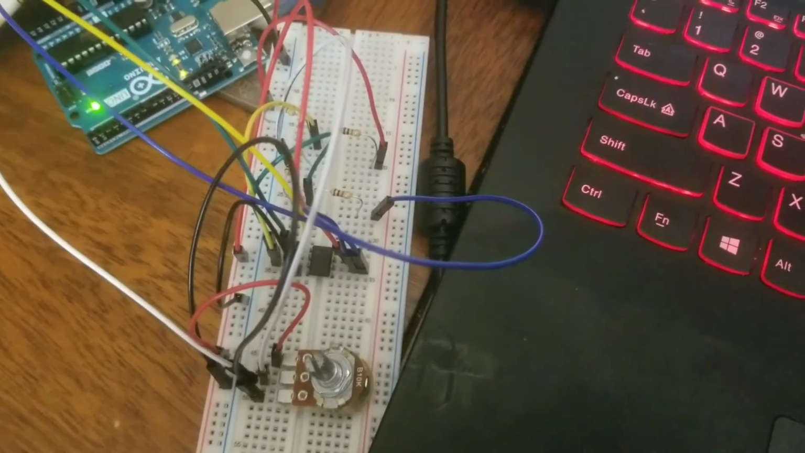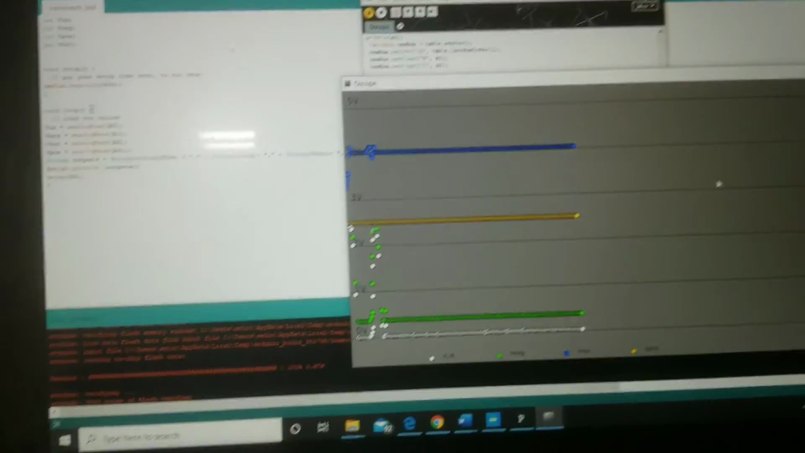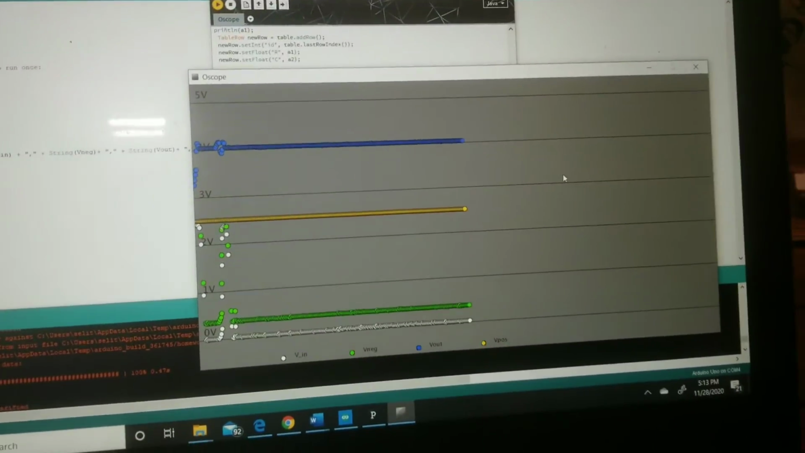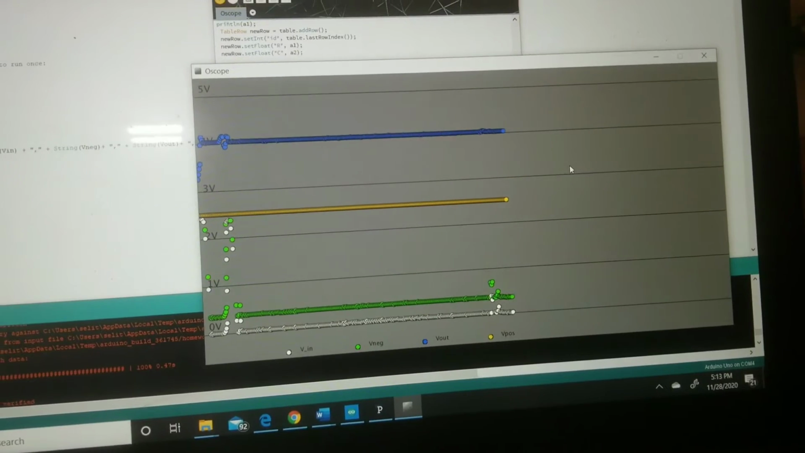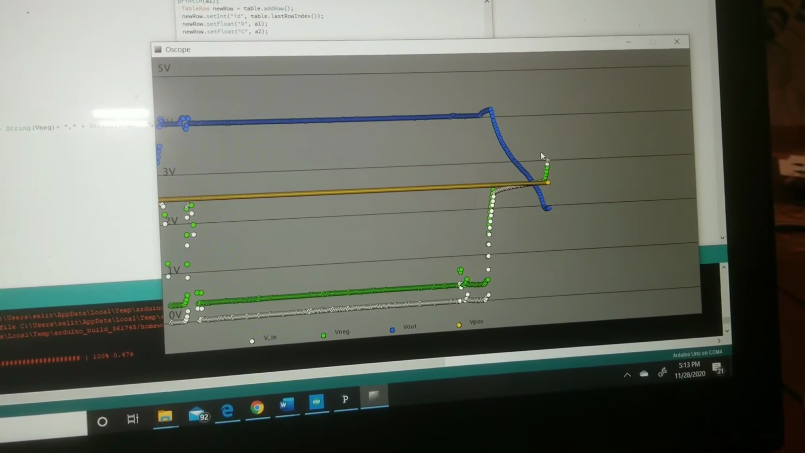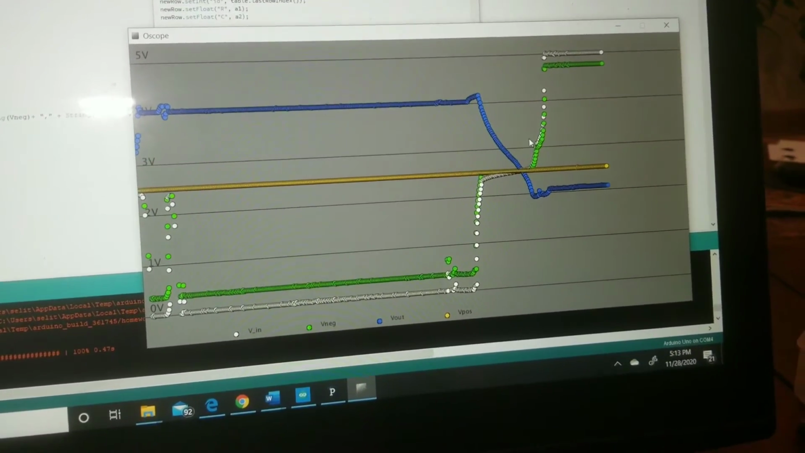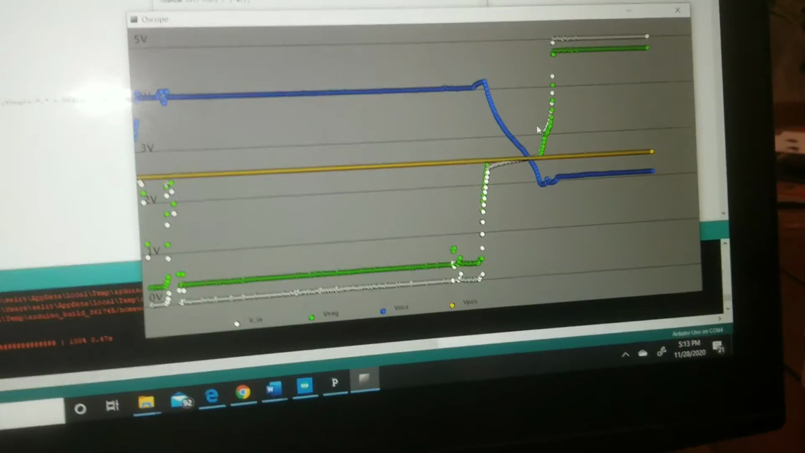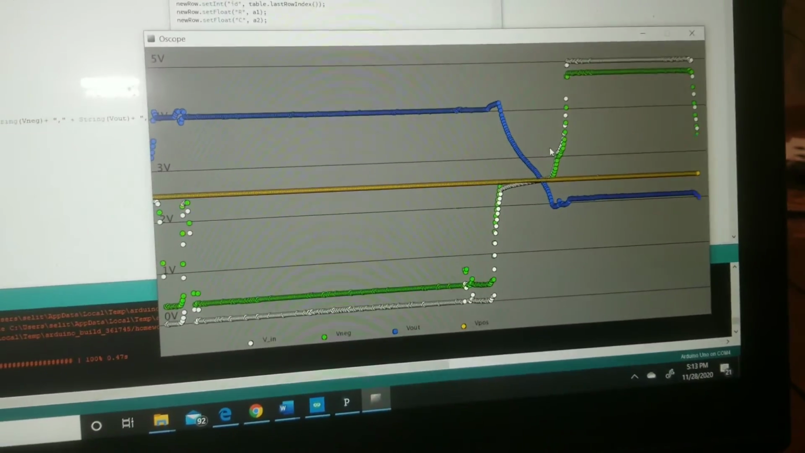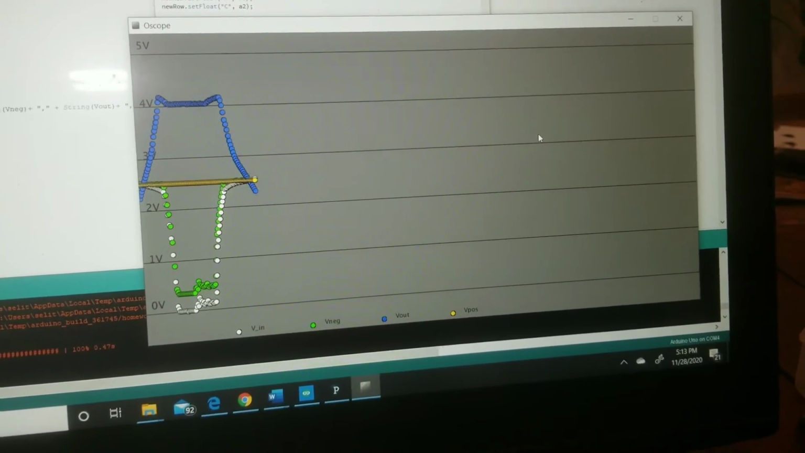This is my circuit for example 3. You can see my code in the back. Not much has changed, which you'll see in the code section, but this is what I have in processing, and as I change the voltage, you can see green and white are following each other. I guess green is following white, but blue is bound between 2 and 4 volts, and it's inversely proportional to green.